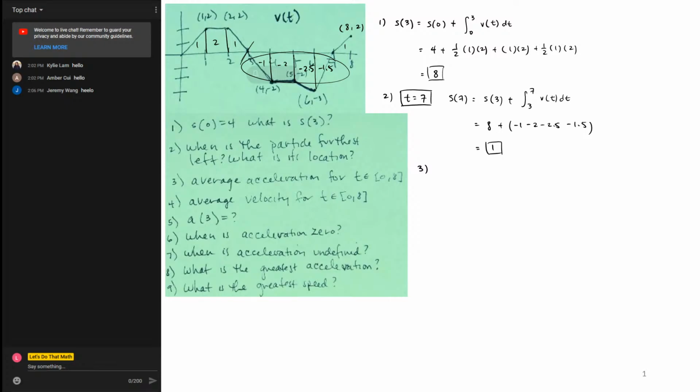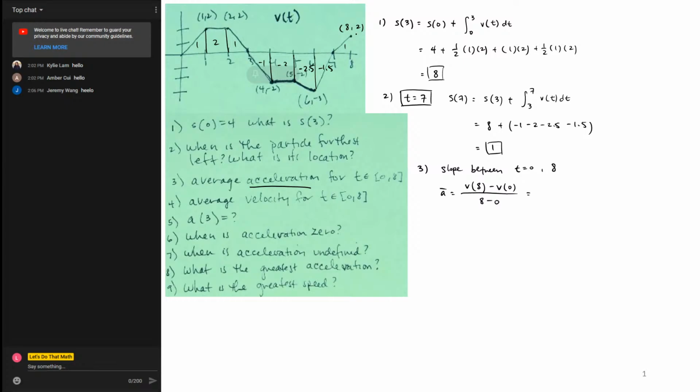Okay, number 3, average acceleration for 0 to 8. So anytime they ask you for average rate of change, right? Acceleration is the rate of change of the velocity. We're just going to be looking at the slope of the points from 0 and 8. So the slope is going to be the velocity when time equals 8 minus the velocity when time equals 0 over 8 minus 0, of course, right? This is the slope formula.